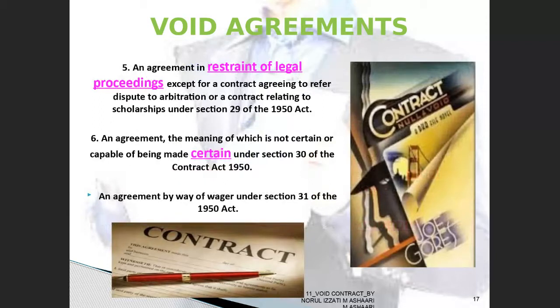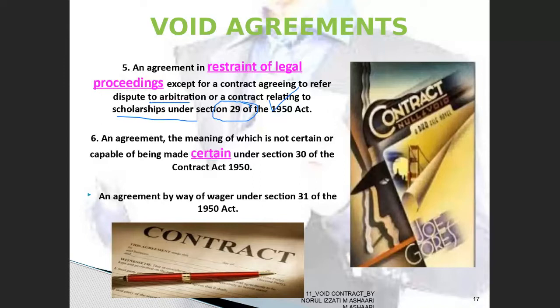Right, next one, you can refer to an agreement in restraint of legal proceedings, except where the contract agrees to refer disputes to arbitration. Arbitration is one of the dispute resolution methods, or a contract relating to scholarship under section 29. This is also an issue that we have to consider in explaining the possibility that the contract will be void.